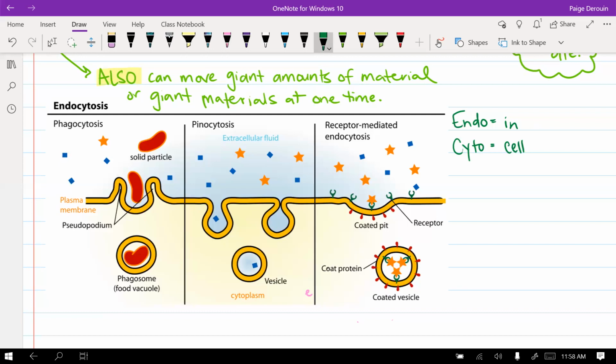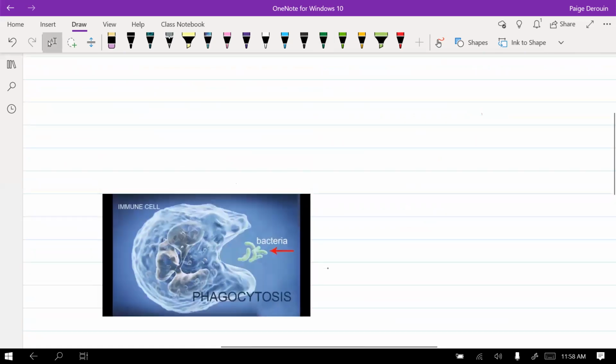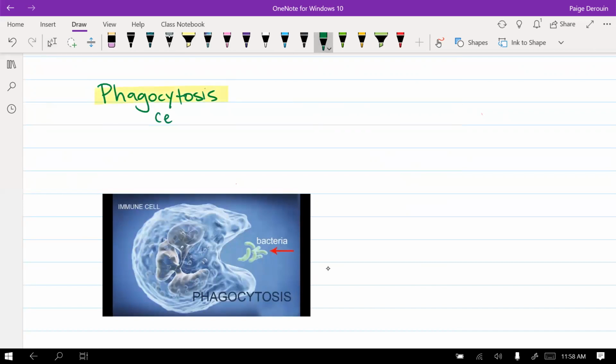If you ever take AP Bio, you'll learn more about that one, but we're not learning about it in here. Okay, so let me zoom over here and tell you about phagocytosis and why we care. So phagocytosis is the cell engulfing giant solid particles.